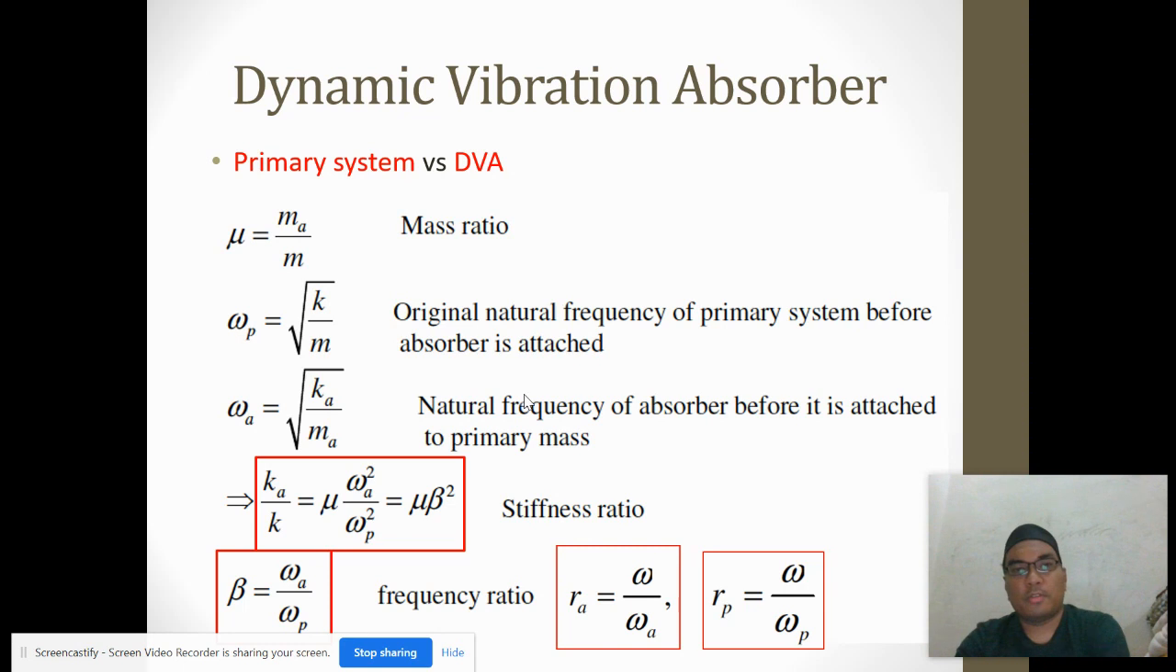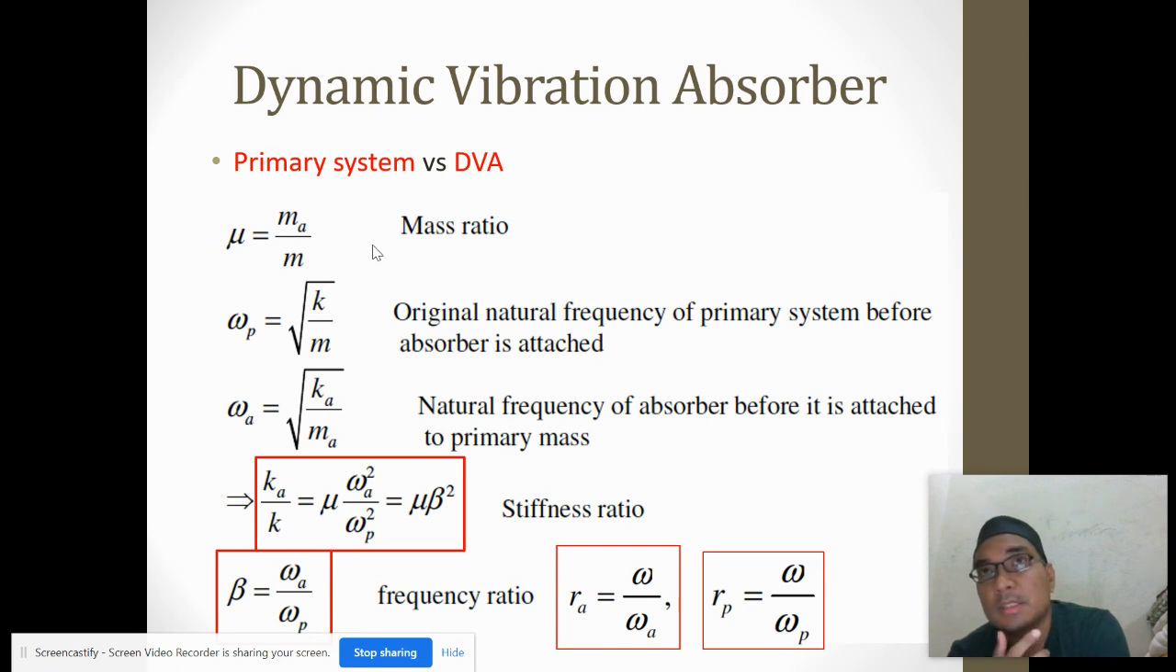So these are some of the simple parameters that you have to know. Mu is the mass ratio, the mass of the DVA divided by the mass of the system. Then the natural frequency of the primary system. For this we have omega, where omega is the operating frequency. It means that if you have a system and you have a motor attached to it, and the motor operates, that's omega, the operating frequency. But omega p is the natural frequency of your primary system, like the bridge system that I showed you before. The bridge has the natural frequency of omega p.